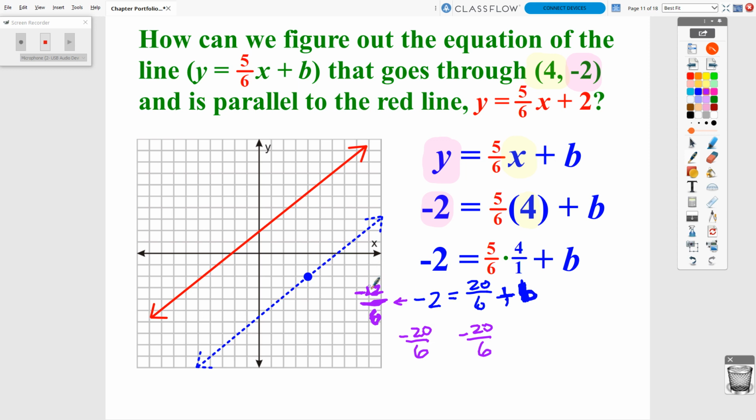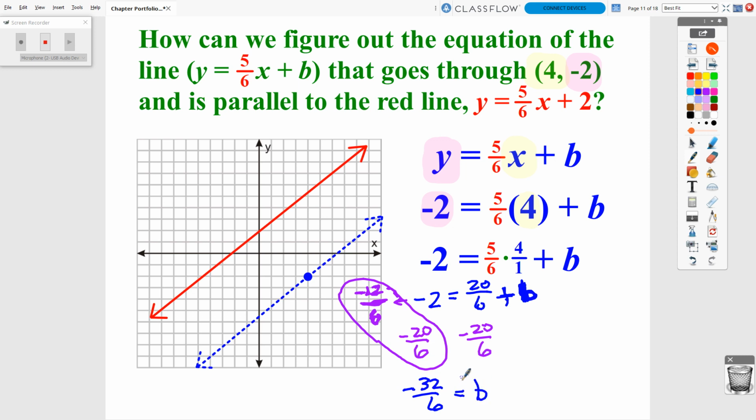So -12 sixths is equivalent to -2. So now -12 sixths minus 20 more sixths gives me how many sixths altogether? Well, that would leave me with -32 sixths. It's not like I have a lisp, I know.